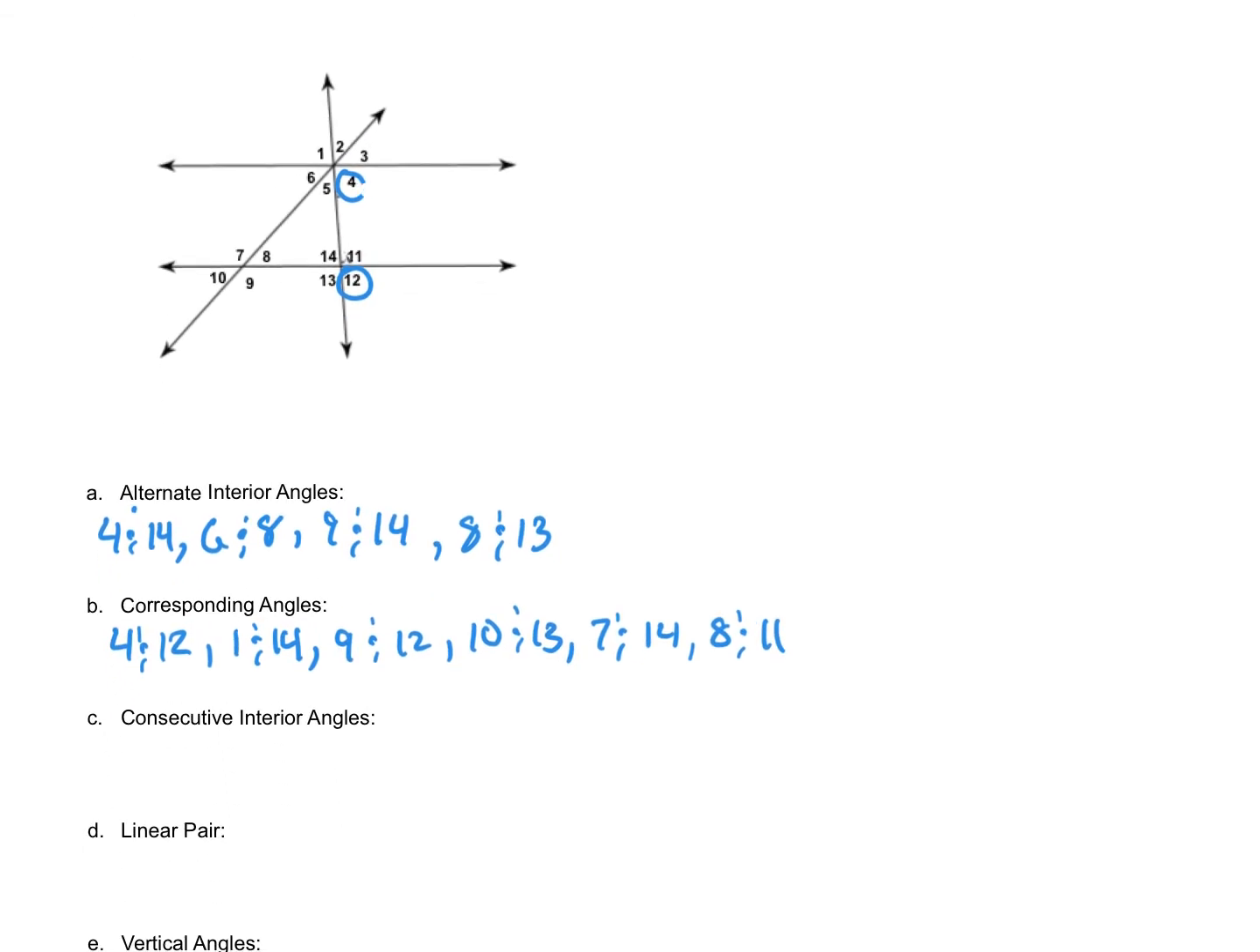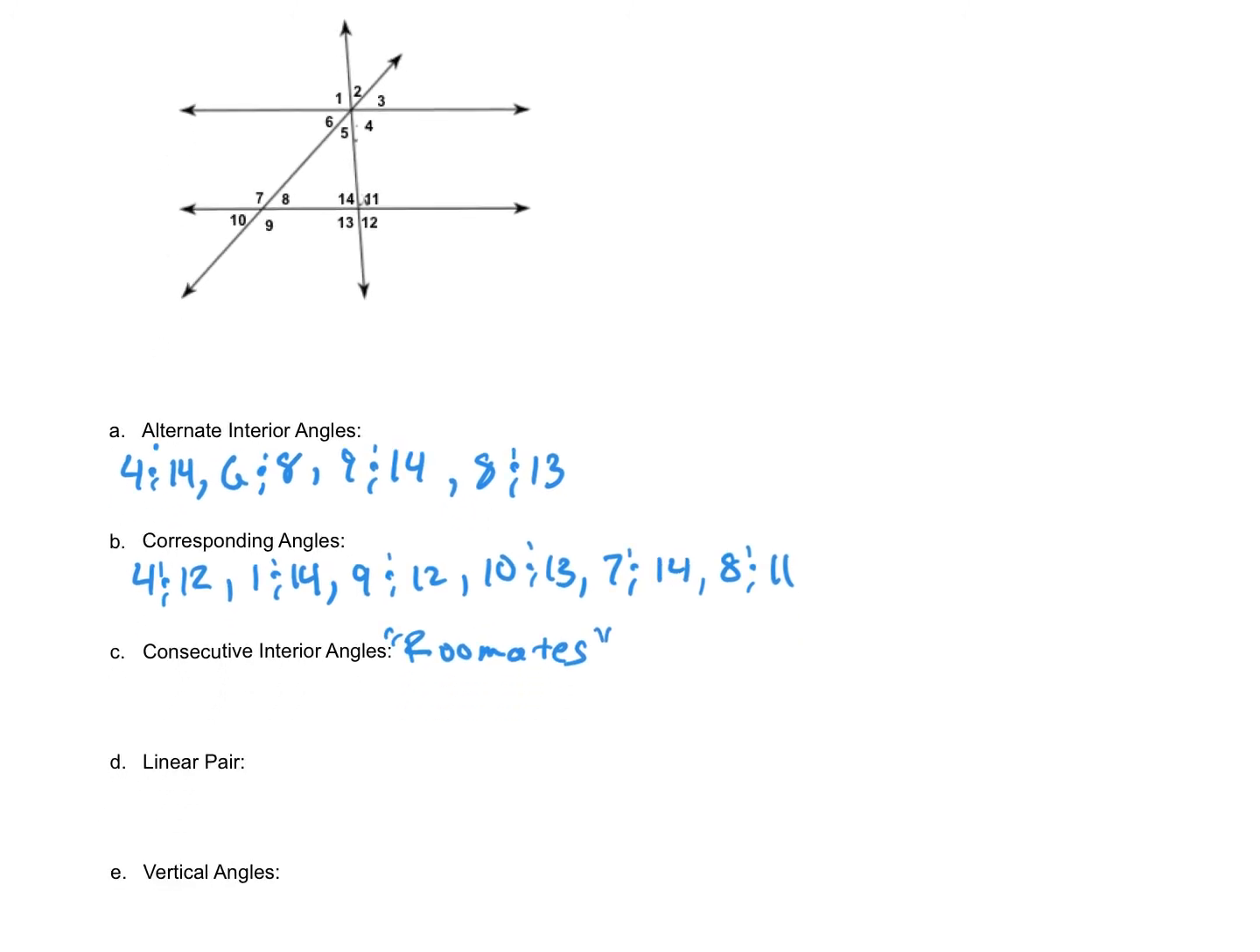Consecutive interior, this one is the easiest one to spot because they are the roommates. So for the roommates, 4 and 11, 5 and 14, 5 and 8, 8 and 14, 6 and 7, 9 and 13.